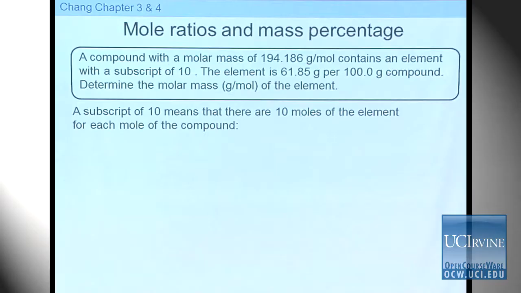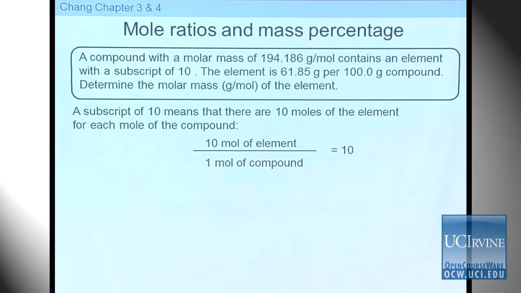I have a compound. The molecular formula is not known, but what I do know is there's an element in there, subscript 10. And that means that for each 1 mole of the compound, I have 10 moles of that element. Right? So the ratio is 10. For each 1 mole of the compound, the unknown compound, I have 10 moles of the element that we're talking about. Now, this element contributes 61.85 grams for each 100 grams of the compound. That means that's a mass percentage, right?